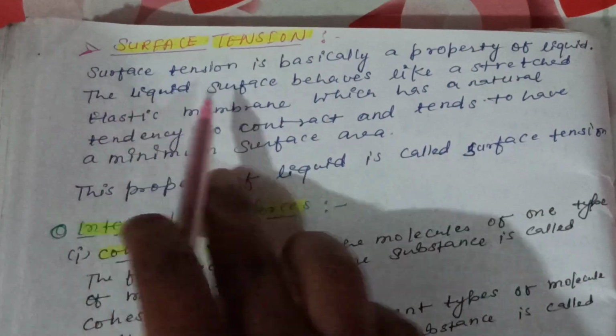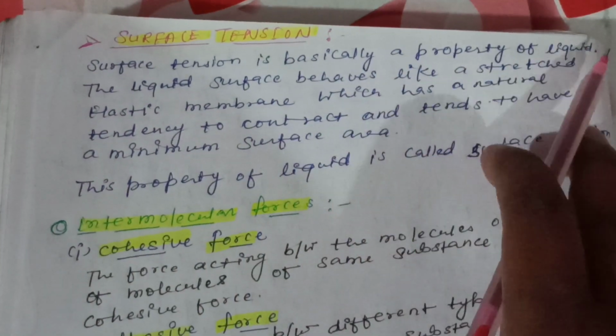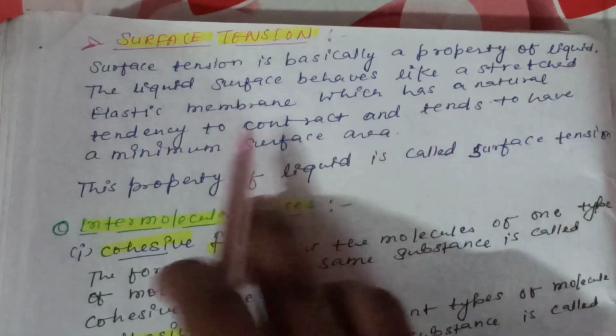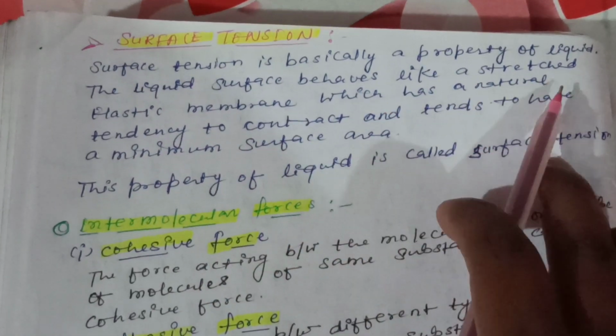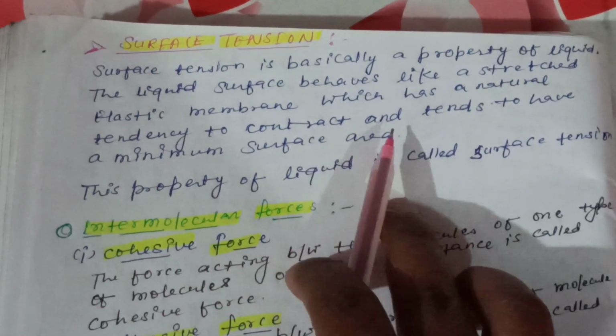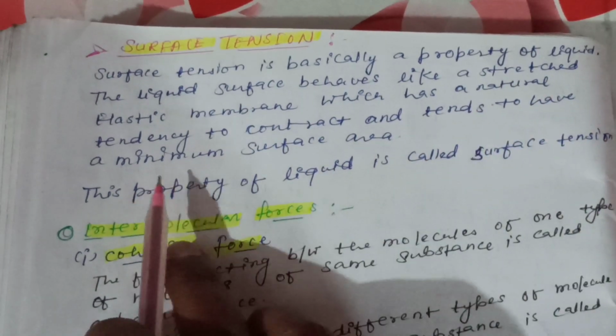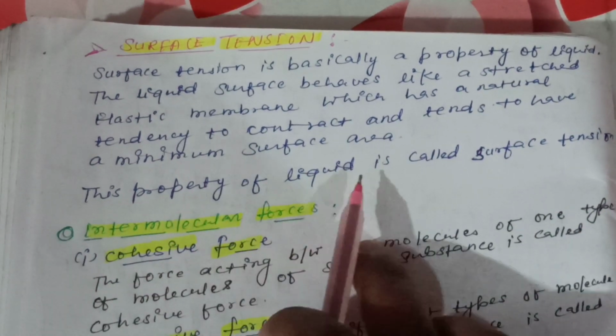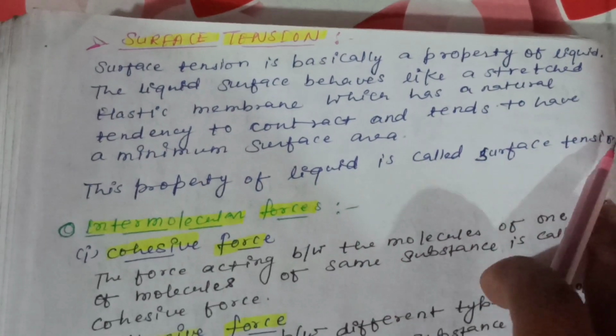Surface tension. Surface tension is basically a property of liquid. The liquid surface behaves like a stretched elastic membrane, which has a natural tendency to contract and tends to have a minimum surface area. This property of liquid is called surface tension.